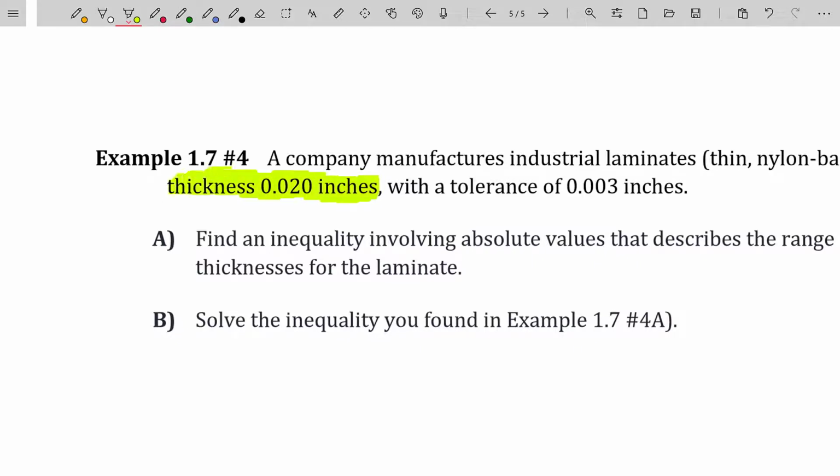So that's our intended thickness, but we're allowing a tolerance because, come on, it's not going to be perfect. A machine is doing this. It's not going to be spot on. It'll get close though.